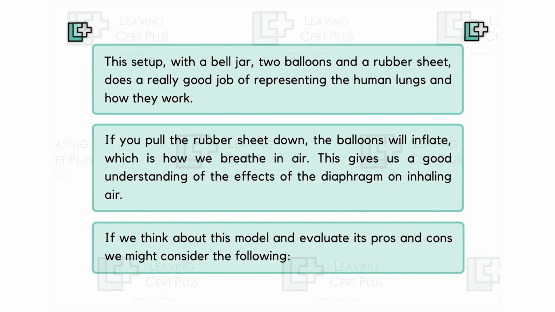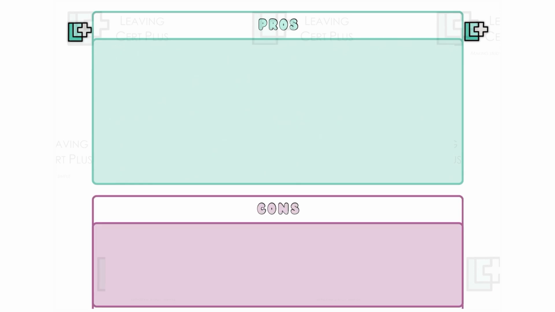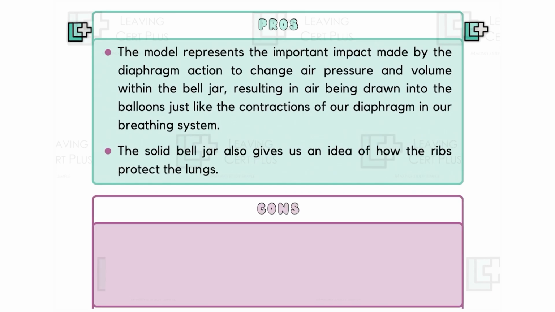And if you think about this model, there are definite pros and cons, just like all models. So let's look at the pros first. The model represents the important impact made by diaphragm action to change air pressure and volume within the bell jar, which will then result in air being drawn into the balloons, just like what happens with the contractions of our diaphragm in our breathing system. The solid bell jar also gives us some idea of how the ribs are there to protect the lungs, because the balloons are quite fragile, but once they're inside the glass bell jar, they're more protected, which is again what the ribs do for us.